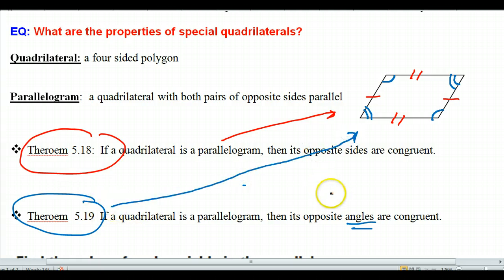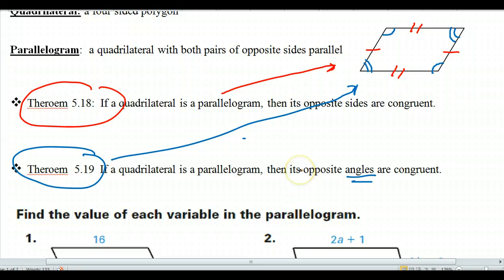It's all about the angles. So I said there are four properties coming. That's two of them already. Opposite sides are congruent. Opposite angles are congruent for all parallelograms. So there are two more properties coming. Watch out for them.